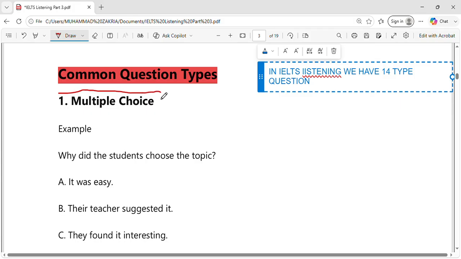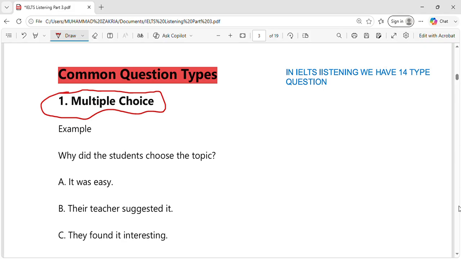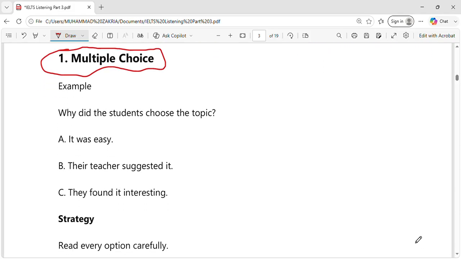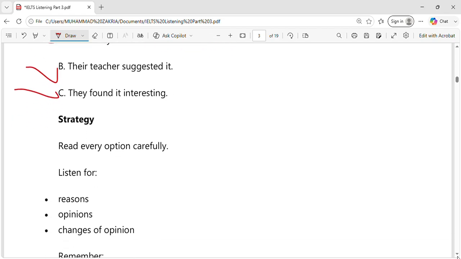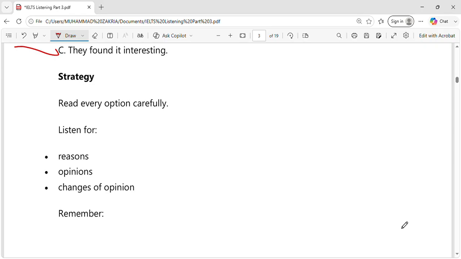The first question type is multiple choice. This is the multiple choice question. There is a main question and three options, but one of them is correct. This is the strategy I give you: read the questions before the listening very carefully and listen for the keywords and signposting words.